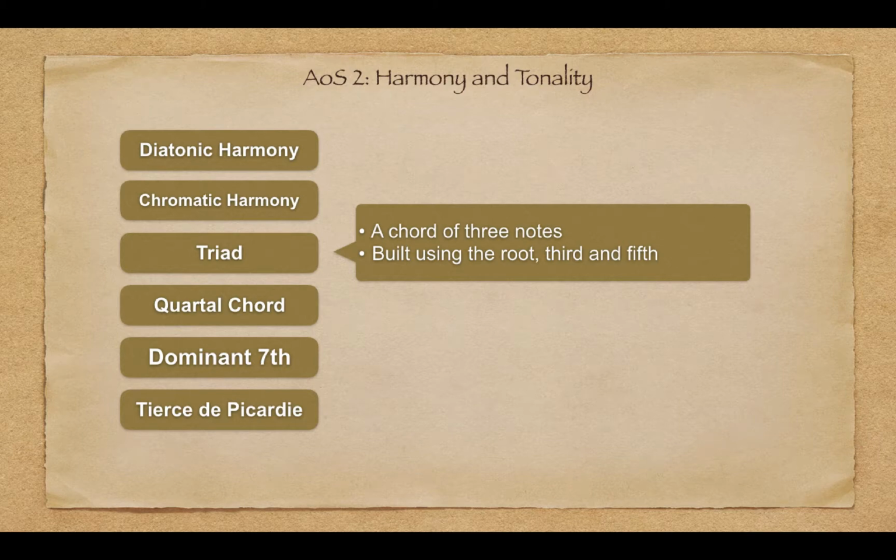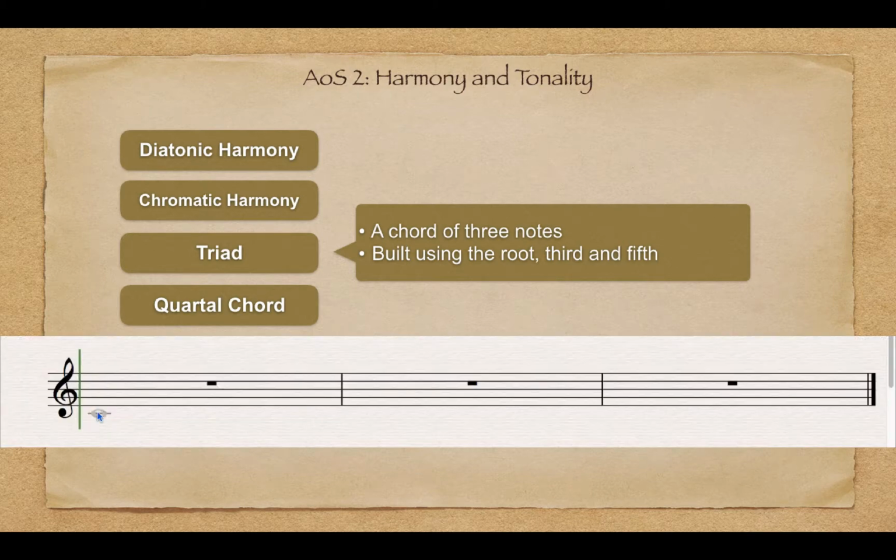Triad. A triad is a 3-note chord. We build triads using the 1st, which is also known as the root, 3rd, and 5th degrees of the scale, although they don't have to be in that order. We can have what we call inversions of the chords.